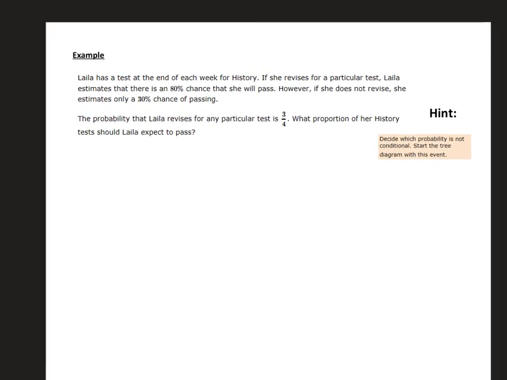Okay, let's have a go doing an exam question, an example now. So Layla has a test at the end of the week for history. If she revises for a particular test, Layla estimates there's an 80% chance she will pass. However, if she does not revise, she estimates there's only a 30% chance of passing. The probability that Layla revises for any particular test is 3/4. What proportion of her history tests should Layla expect to pass?